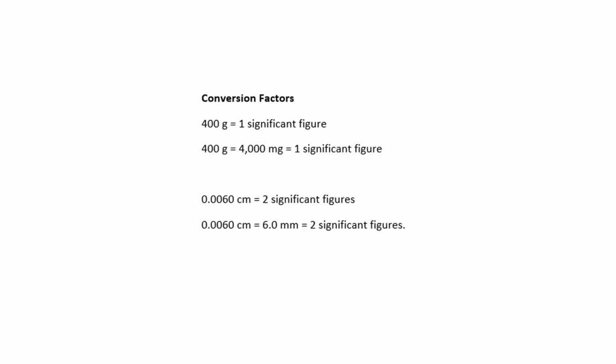We can look at this a little bit more when converting things like 400 grams. 400 grams has one significant figure. There's 4,000 milligrams in 400 grams. So when converting, the answer 4,000 milligrams has the exact same amount of significant figures as the initial measurement, 400 grams, one significant figure. When looking at centimeters, 0.0060 centimeters only has two significant figures. If you want to convert this to millimeters, 0.0060 centimeters is equal to 6.0 millimeters, which also has two significant figures.